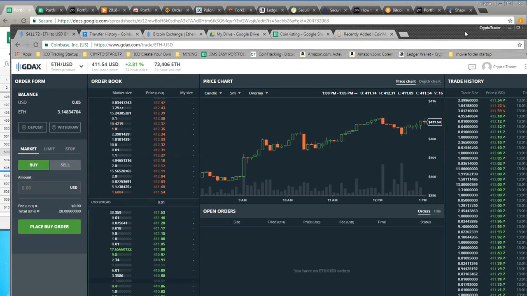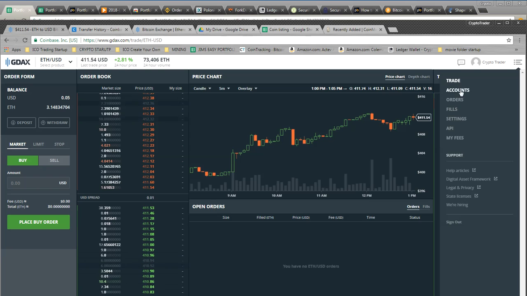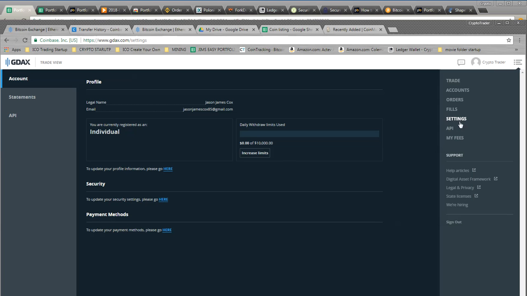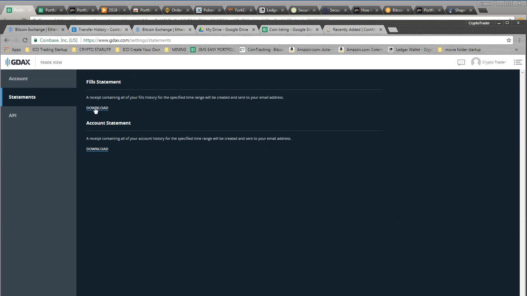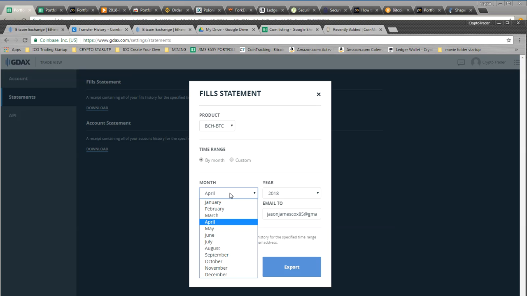Now when we go to GDAX, there's not an easy way to export all your trades at once. But if you do go to Settings and Statements, you can download each currency pair one by one and get a PDF, or a CSV is better. But it's a real pain in the butt. You're going to have to download a lot of these one by one to get all of your transaction history. So once you've done it once, this is out of your way, and then you just maintain your trades as you go.